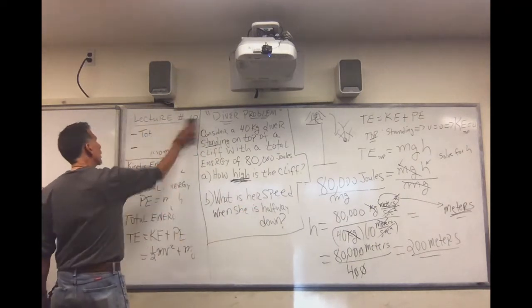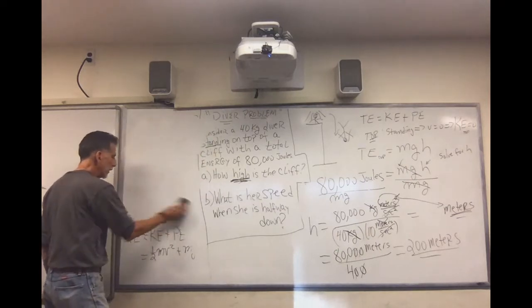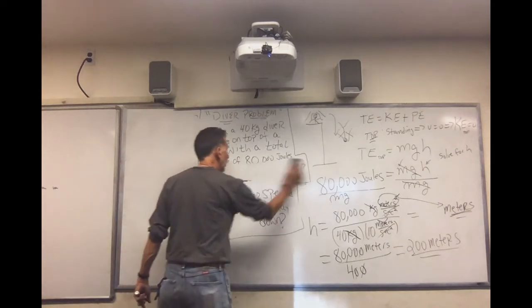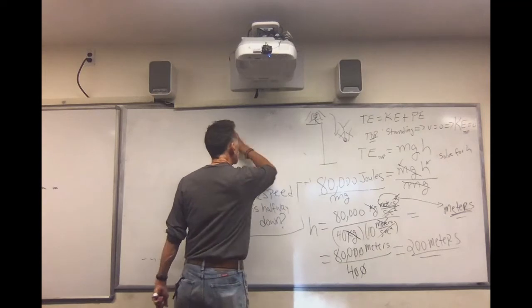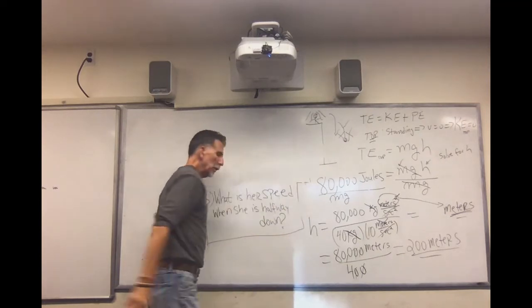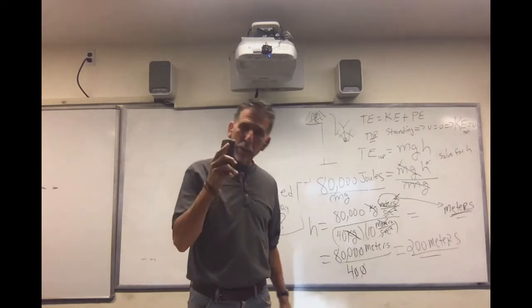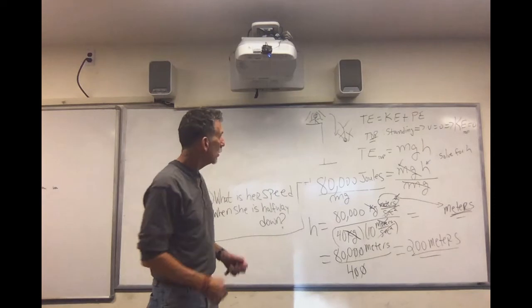Now, we still have the hard part. The second part. How fast is she moving when she's halfway down? Halfway down. Well, we could do a lot of fancy stuff, and we could do long stuff, and we could do confusing stuff, or, here comes that word again, we could stop and we can think. So let's try to think what's going on.